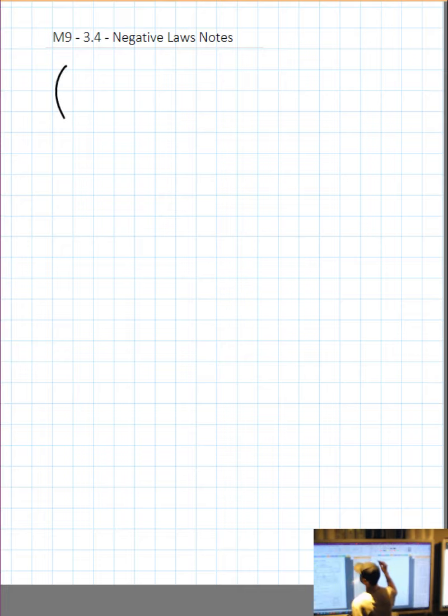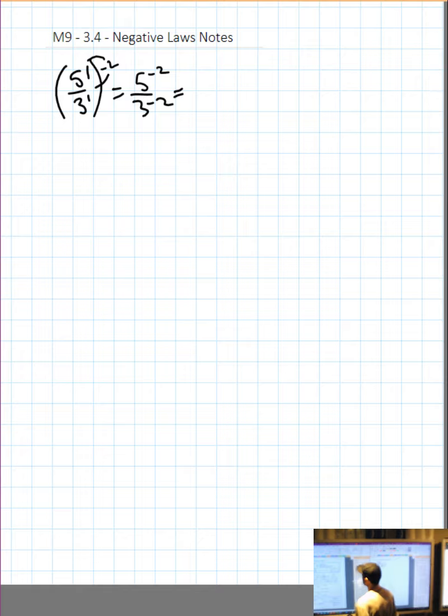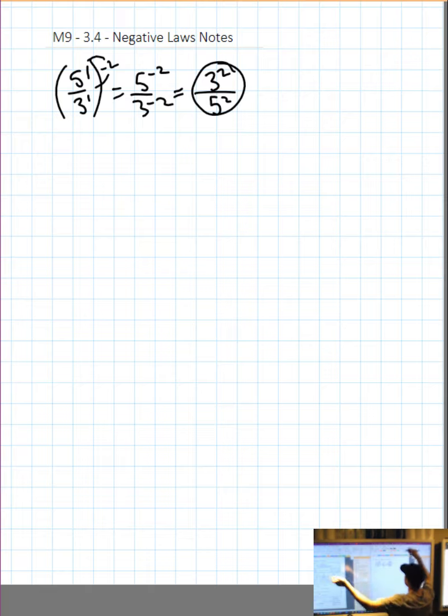So let's take 5 to the 1 over 3 to the 1, and let's say to the negative 2. So I know I can multiply my exponents. So we have 5 to the negative 2 over 3 to the negative 2. We have 5 to the negative 2 on the top, so we can bring that down to the bottom and make the exponent positive. And we have a 3 to the negative 2 on the bottom, so we can bring that up to the top and make it positive. Now I could say 9 over 25 and check it on the calculator: open bracket, 5 over 3, close bracket, to the negative 2. It equals the same thing, check mark.